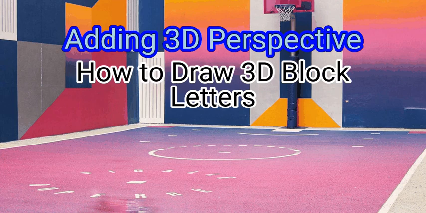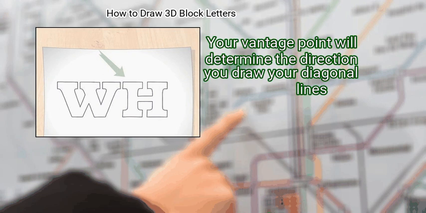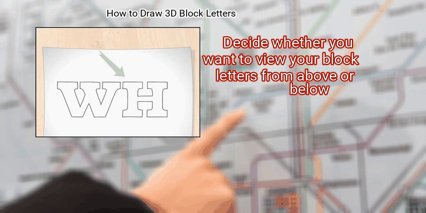Method 2. Adding 3D perspective. First, choose a vantage point for your letters to make them 3D. Your vantage point will determine the direction you draw your diagonal lines. Decide whether you want to view your block letters from above or below.